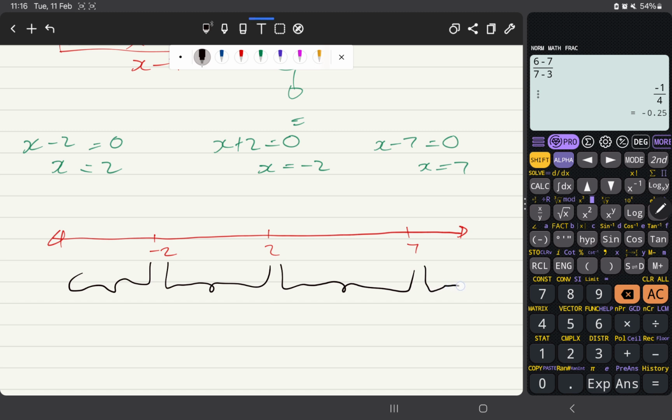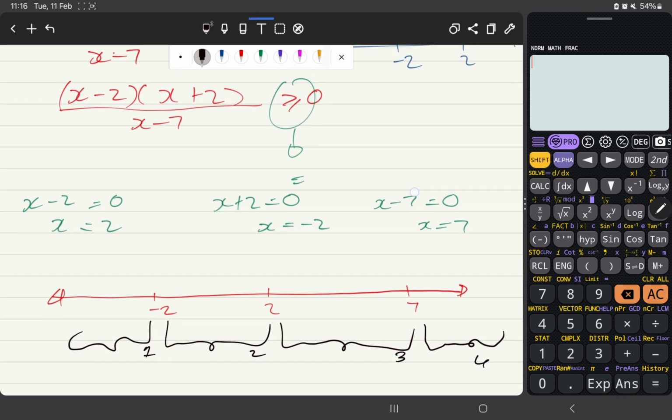I'm getting better at this. But the first one, yeah, so region 1, 2, 3, 4. Now let's get into it. So you have your bracket, and then denominator, we just have whatever minus 7.